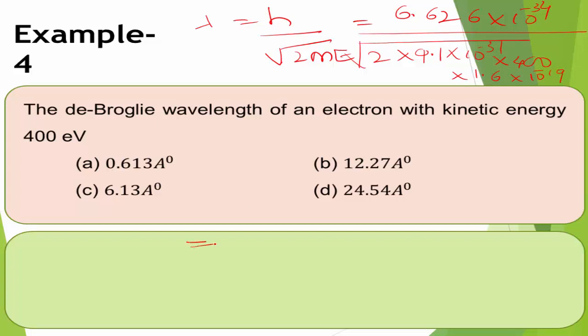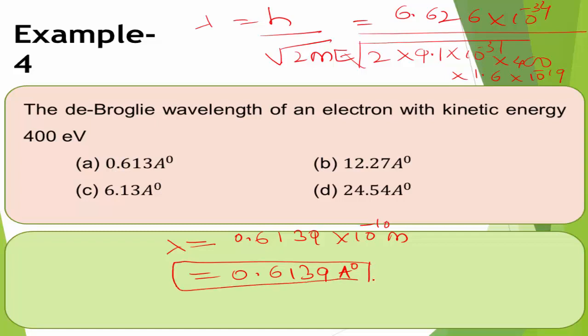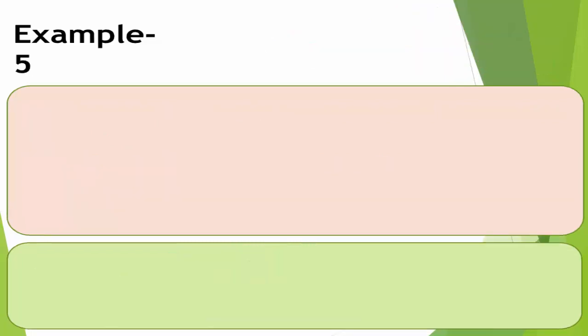When you calculate this value, you get lambda equal to 0.6139 into 10 to the power of minus 10 meter, or 0.6139 angstrom. Option A is the right answer.